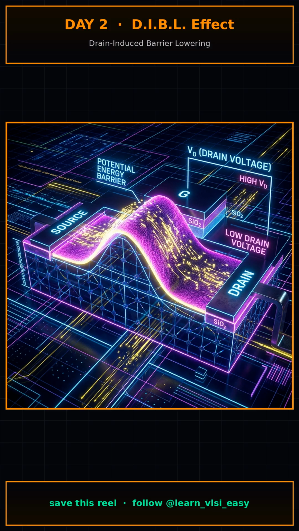The drain's electric field reaches across and literally pulls down the potential barrier that the gate was trying to hold up. By artificially lowering this barrier, DIBL effectively reduces the threshold voltage of the transistor. This means a short-channel transistor will leak significantly more current when the drain voltage is high. To fight DIBL, foundries have evolved from planar transistors to FinFETs and now gate-all-around nanosheets, wrapping the gate completely around the channel to regain electrostatic control.